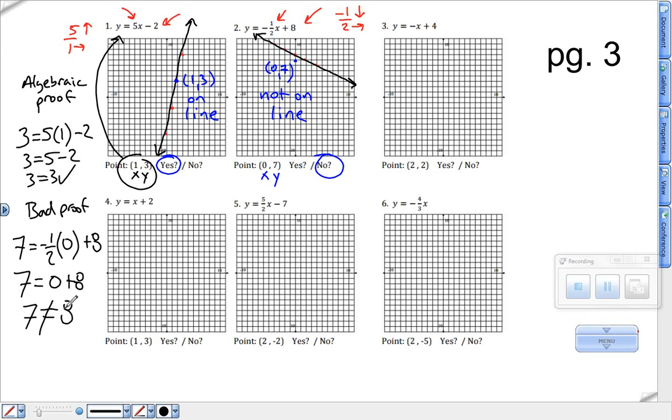The algebraic proof on the left is me taking the coordinate x and y and plugging it in for y and plugging it in for x and doing the math. The one on the right with the fraction, I know that's a little tricky, but that negative 1/2 is negative 1 for the rise and 2 for the run. So going over 2, down 1, over 2, down 1. And then when I did that check, it did not work because 0, 7 is not on the line. All right, now on to the next page.